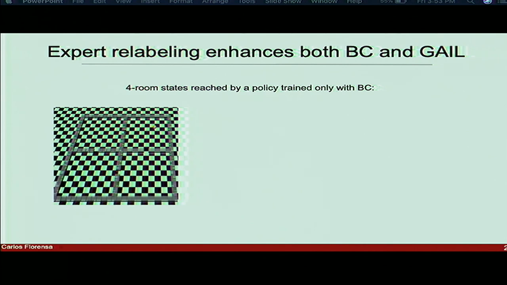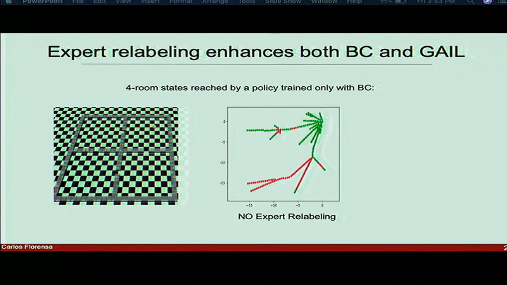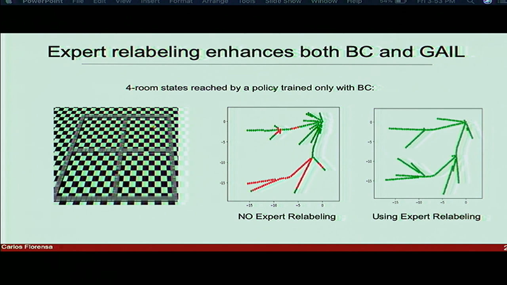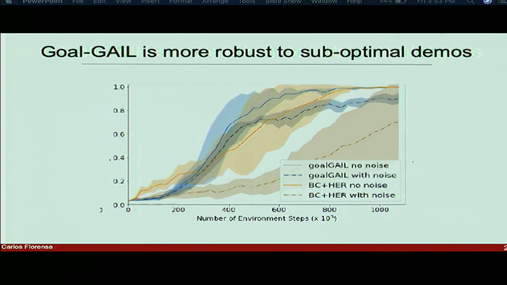For example, in the case of the four-room experiment, because it's a 2D case, I can actually show you the coverage. These are the demonstrations that were given to the agent. The agent always starts in the top right corner of the room, and those are demonstrations that it has to reach different points. By not using expert relabeling, we actually only learn a policy that reaches the ends of the trajectory, but not some points in the middle. Whereas if we use expert relabeling, we learn to reach any single point along the demonstrations.